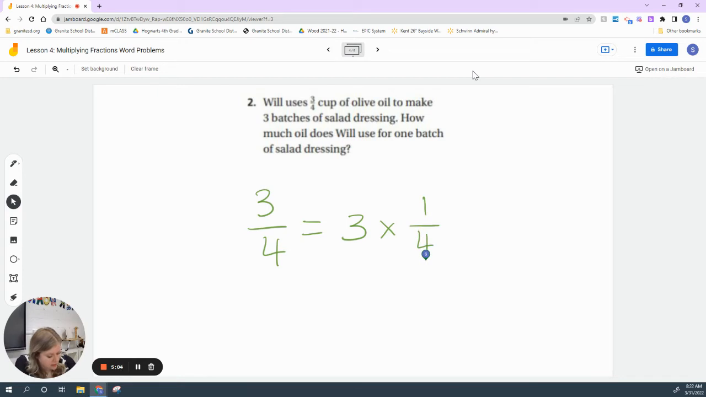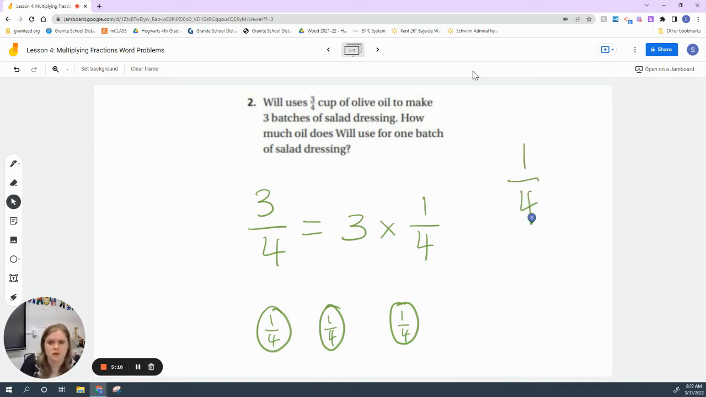So again, he has oil, and we go 1/4, 1/4, and 1/4. So our answer is 1/4 cup of oil, right? Yep, 1/4 cup of oil. Okay, moving on.